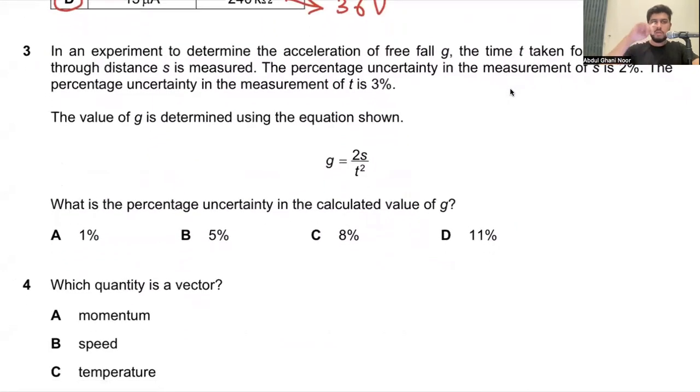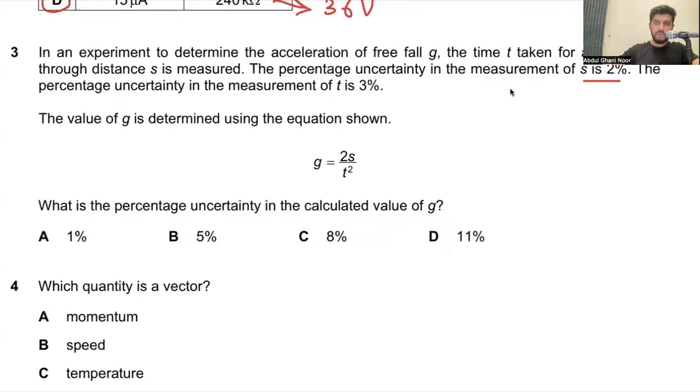Moving on to question number 3. Question 3 says, in an experiment to determine the acceleration of free fall g, the time t taken for a ball to fall through a distance s is measured. The percentage uncertainty in the measurement of s is 2%, and the percentage uncertainty in the measurement of t is 3%. The value of g is determined using the equation g equals 2s upon t squared. What is the percentage uncertainty in the calculated value of g? So they've given us the percentage uncertainty for s. They have given us the percentage uncertainty for t, and they're asking you for the percentage uncertainty in g.